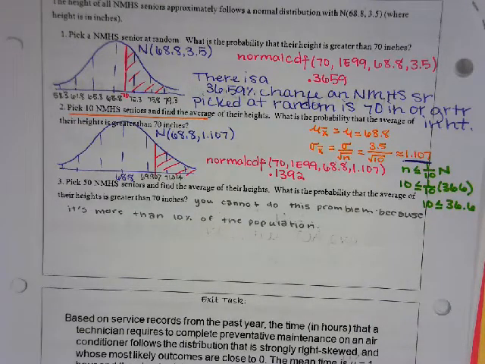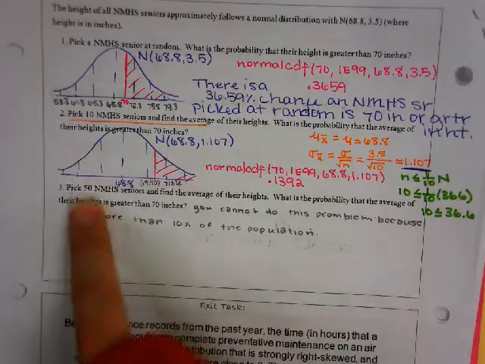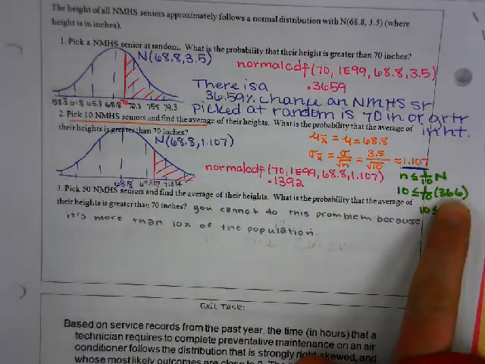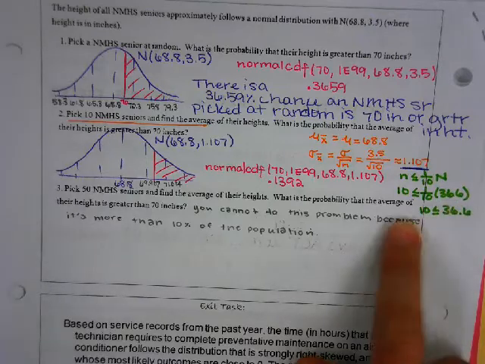Alright, so you can't do this problem because our 10% condition is not met. We want to do a sample of 50, working with the same population, and 50 is bigger than 36.6. So that 10% population condition's not met, so can't do it. Any questions?